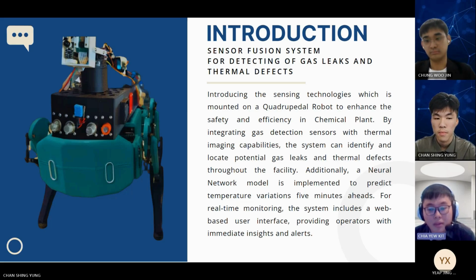So for real-time monitoring, our project includes a web-based user interface to provide the operators with immediate insights and alerts. So our project includes gas sensor systems and thermal defects systems, and also the real-time monitoring web-based user interface.